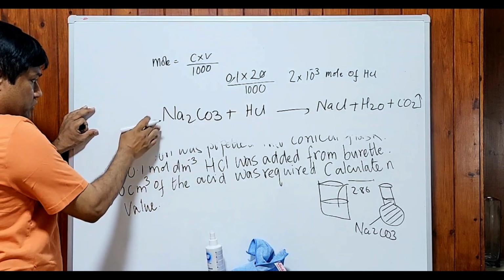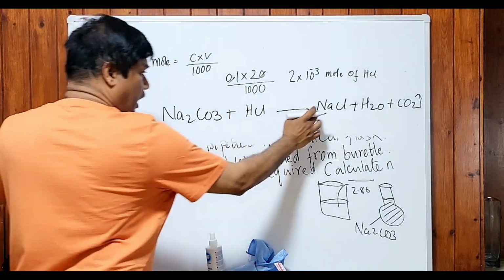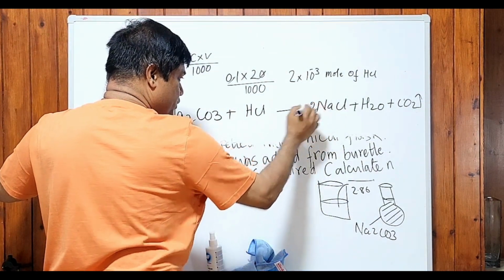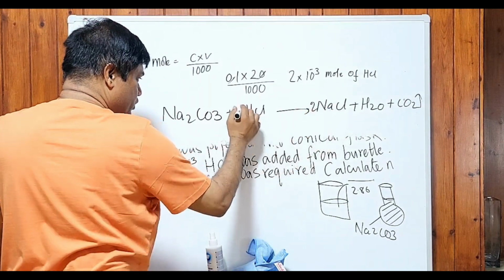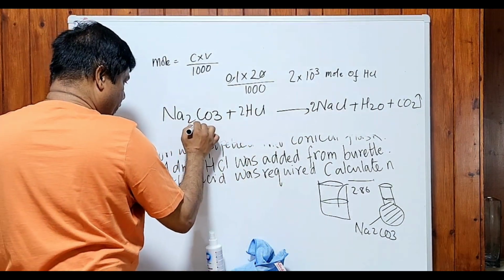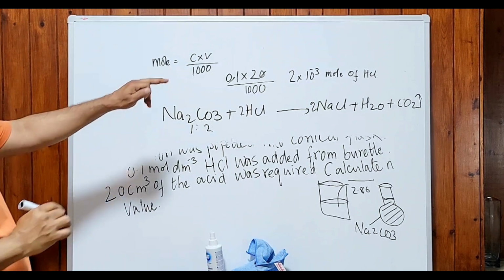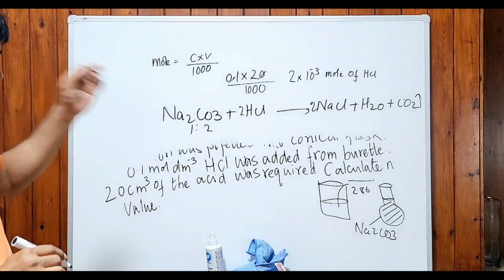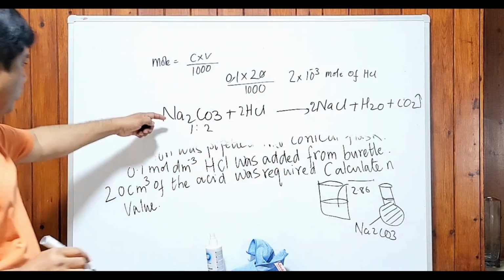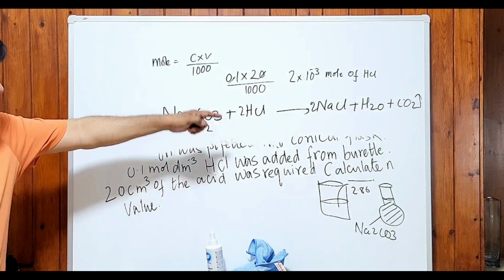How many sodium do we use here? 2, and there's 1 sodium, times by 2. How many chlorine? 2 chlorine, so times by 2. Look at the molar ratio, 1:2. We got the mole of HCl. To get the mole of sodium carbonate, we have to divide this by 2.